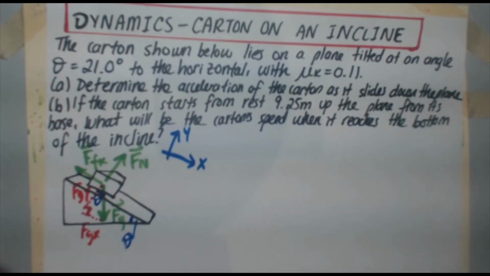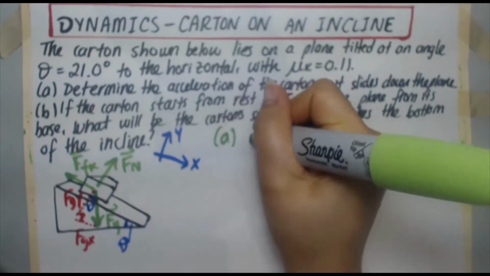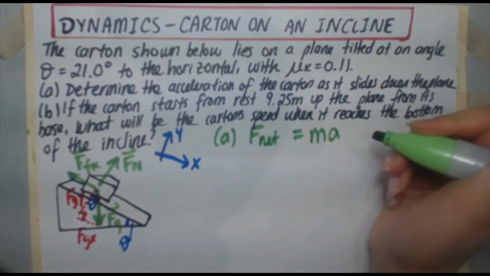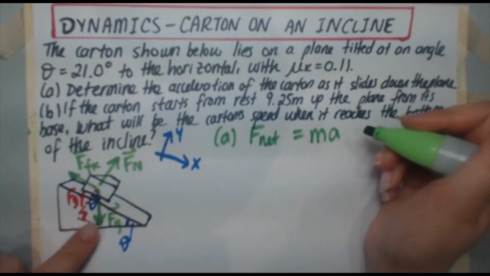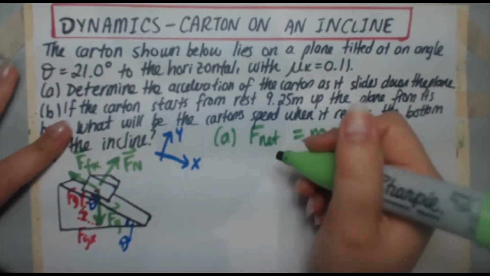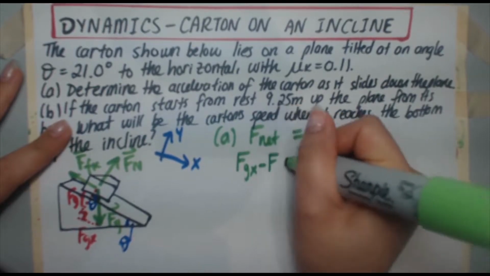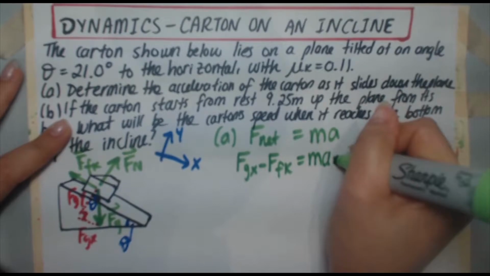So for part A, to determine the acceleration, we're going to use Newton's second law. Okay, so F net equals ma. Now, I want to be specific with this Newton's second law because I want to work in the x direction. It is accelerating in the x direction, so I'm going to use F_gx in my positive x and F_fk in my negative x. So that's going to be F_gx minus F_fk equals m a_x.